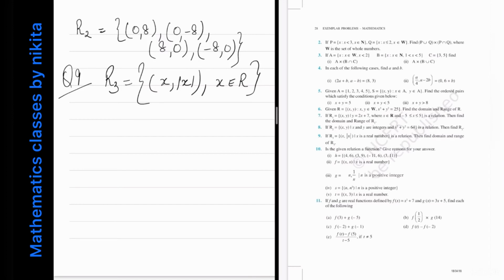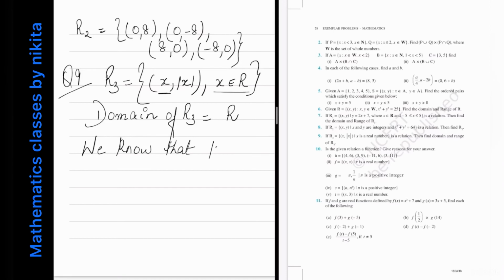Now see, it is given that x belongs to R, and the first element is also x. So you can clearly see that the domain of this relation is nothing but the set of real numbers. So domain of R3 is equal to whole of the R. Now see the second element. So first of all, what do you know about mod x? We know that mod x is always non-negative, that is greater or equal to 0 for all x belonging to R. So this is the property of this function mod x.